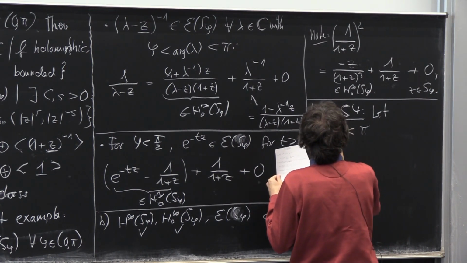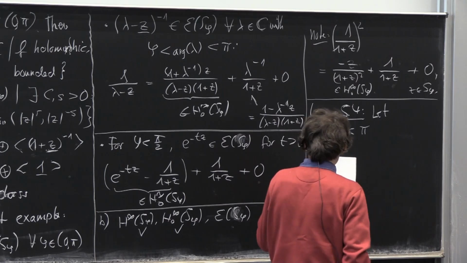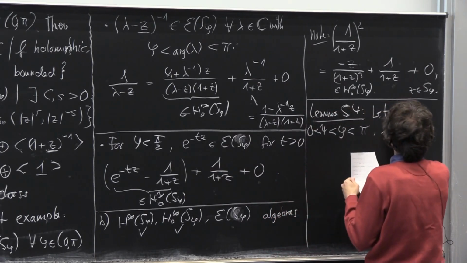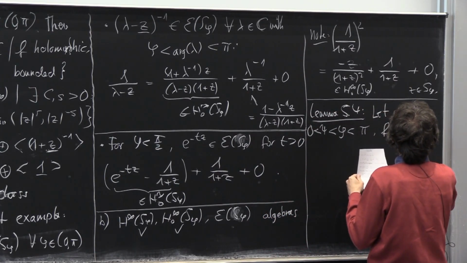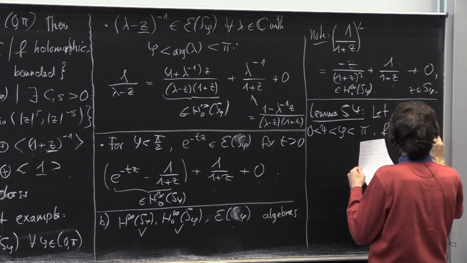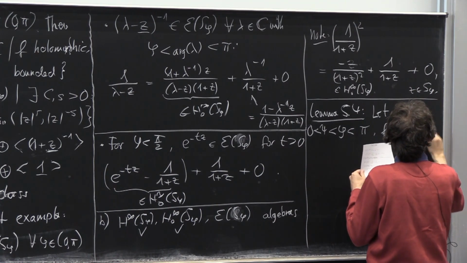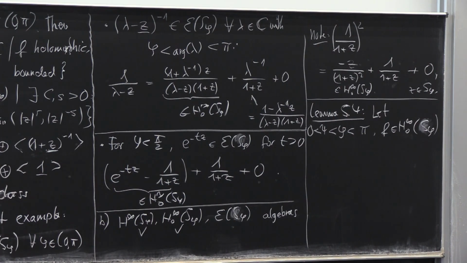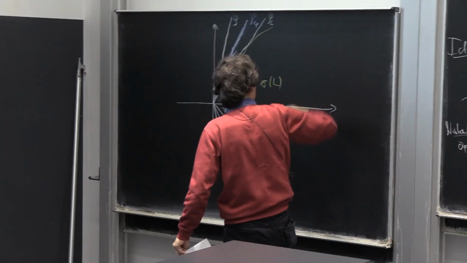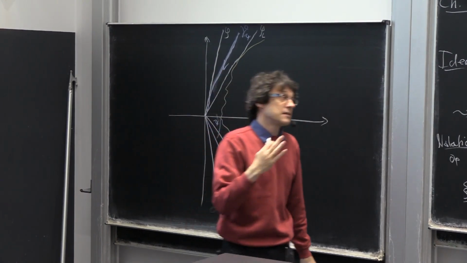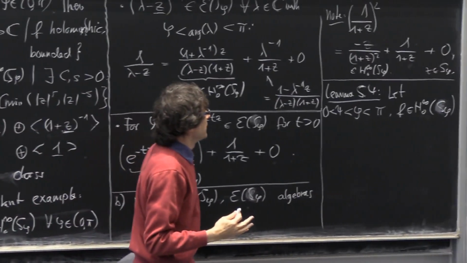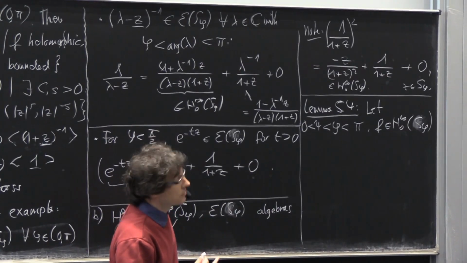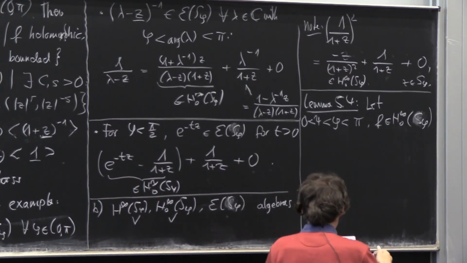We have a smaller angle psi, and this psi is greater than 0. We have some holomorphic H-infinity function on the sector with opening angle phi. So the function is holomorphic and bounded all over here, and it has limits, polynomial limits, at 0 and infinity. And I will show that for this situation, you really get a Cauchy integral formula.